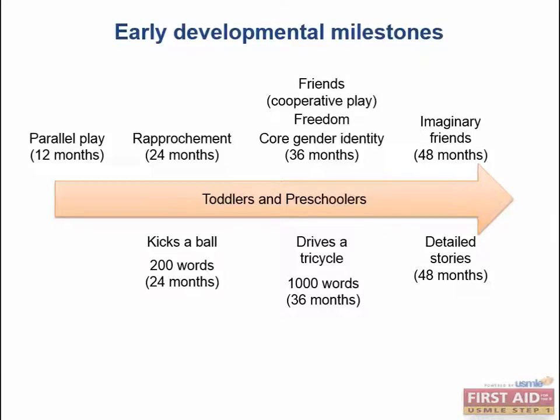Another important thing to remember is the rule for determining how many cubes a child should be able to stack. A developmentally normal child should be able to stack their age, in years, times 3. For example, a 2-year-old should be able to stack 6 blocks, or 2 times 3. What else should a 2-year-old be able to do? Kick a ball, use 200 words, and wander away from the caregiver briefly.